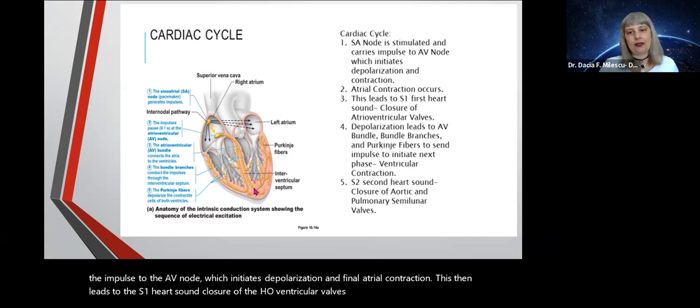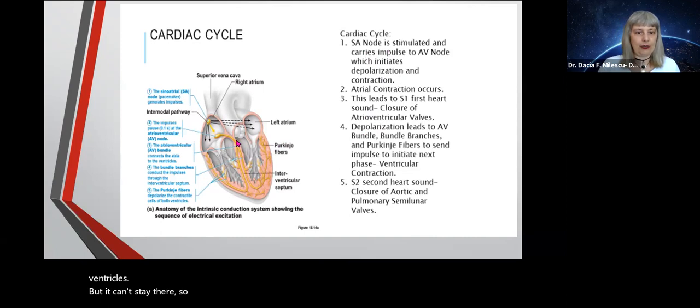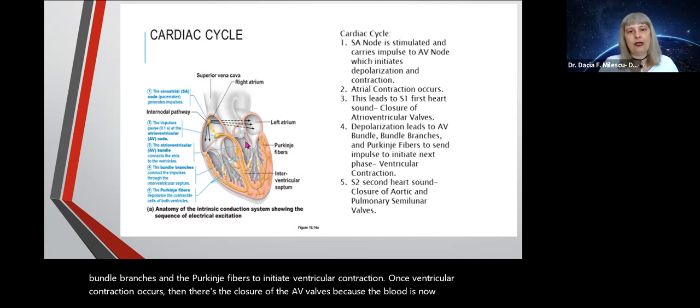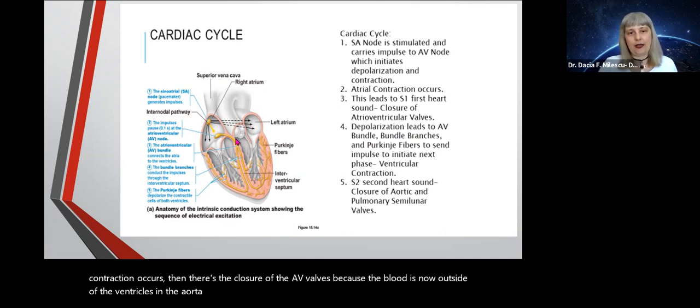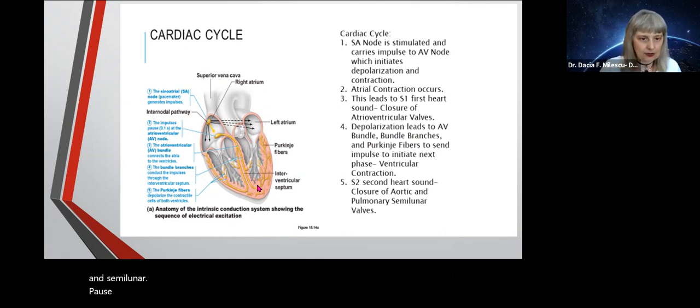And now all that blood is in the ventricles, but it can't stay there. So therefore, the electrical impulse continues down the AV bundle to the bundle branches and the Purkinje fibers to initiate ventricular contraction. Once ventricular contraction occurs, the blood is now outside of the ventricles in the aorta, aortic arch, and the pulmonary trunk on the right side. So that forces the closure, because if there's any blood that's going backwards, it's going to close the aortic and pulmonary semilunar valves, and that's the second heart sound.